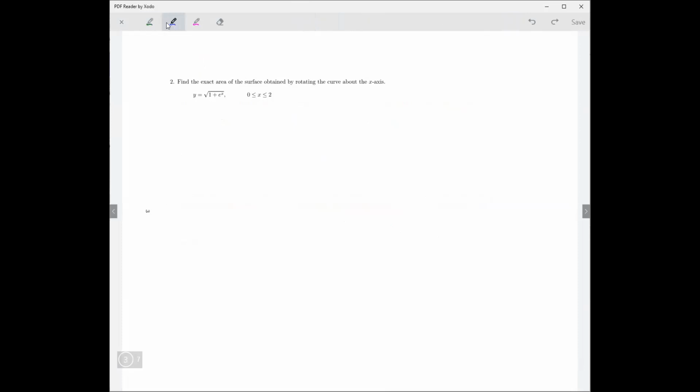Because we're rotating about the x-axis, that means it's going to be the integral from 0 to 2. These are values in x, dx. And what do we have? 2 pi y times the square root of 1 plus dy dx squared. Okay, because this is y in terms of x, so this will be dx, and then that.